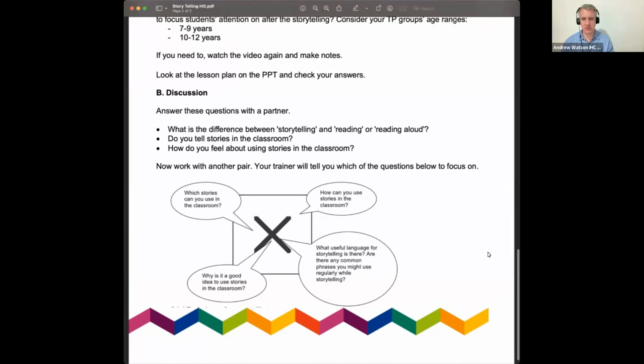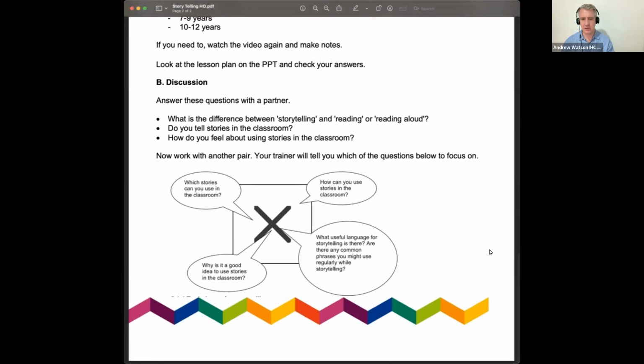What useful language for storytelling is there? Are there any common phrases you might use regularly? Yeah, well, we covered one today, didn't we? Once there was, right, to introduce the story. But there's more.